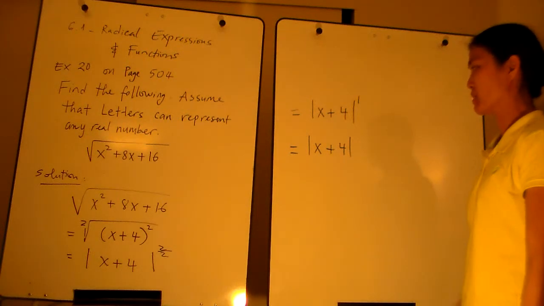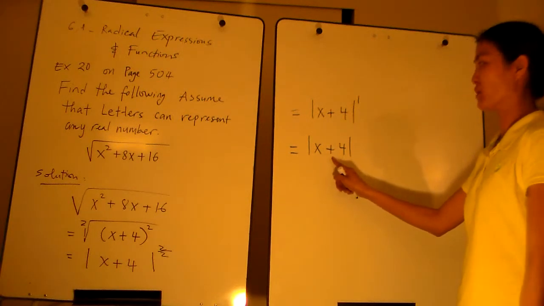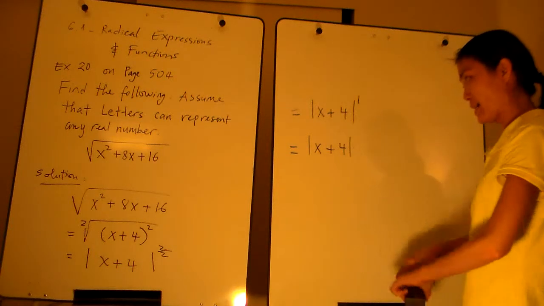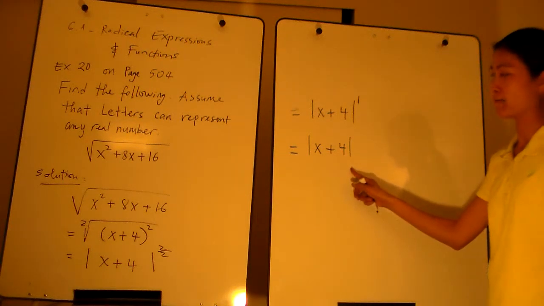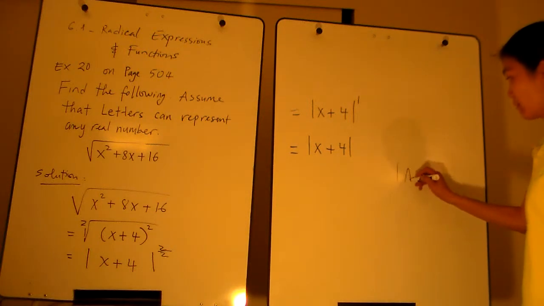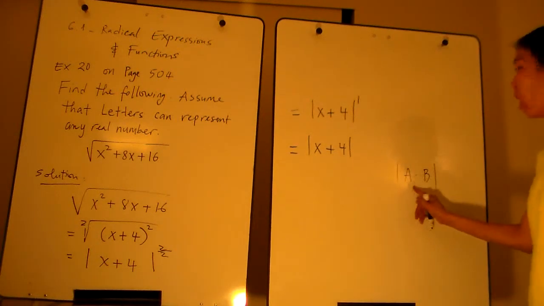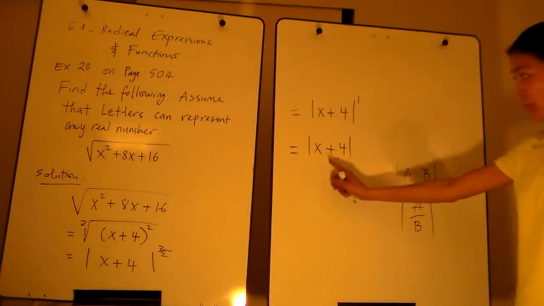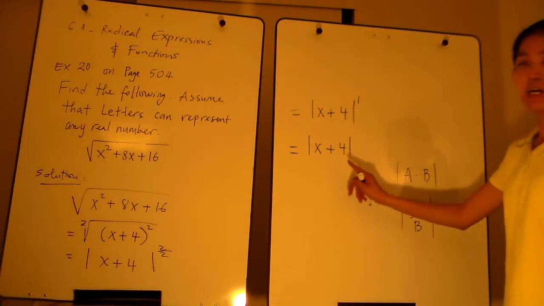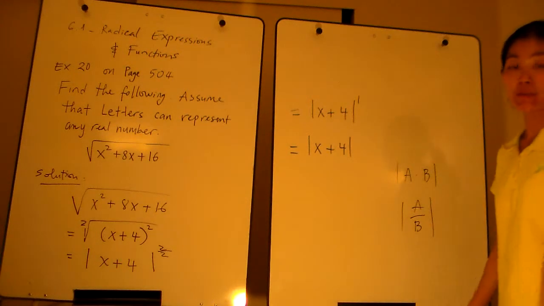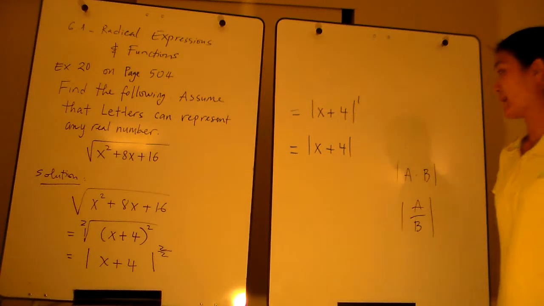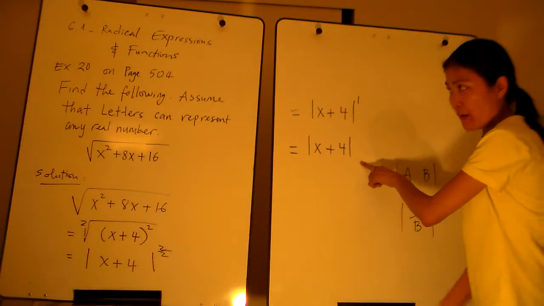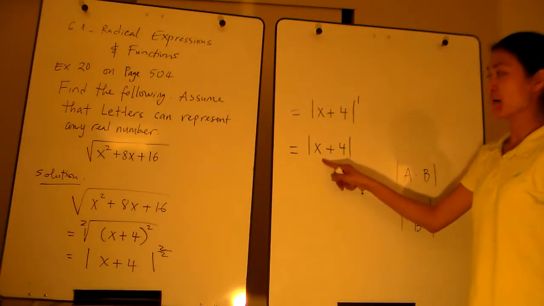So the absolute value of x plus 4 raised to the first power is itself. This is an addition, x plus 4, and you cannot split this absolute value. You can only split when you have a product or division inside the absolute value. Because you have addition, or even subtraction, you cannot split the absolute value. So this is the answer for example 20: the absolute value of x plus 4.